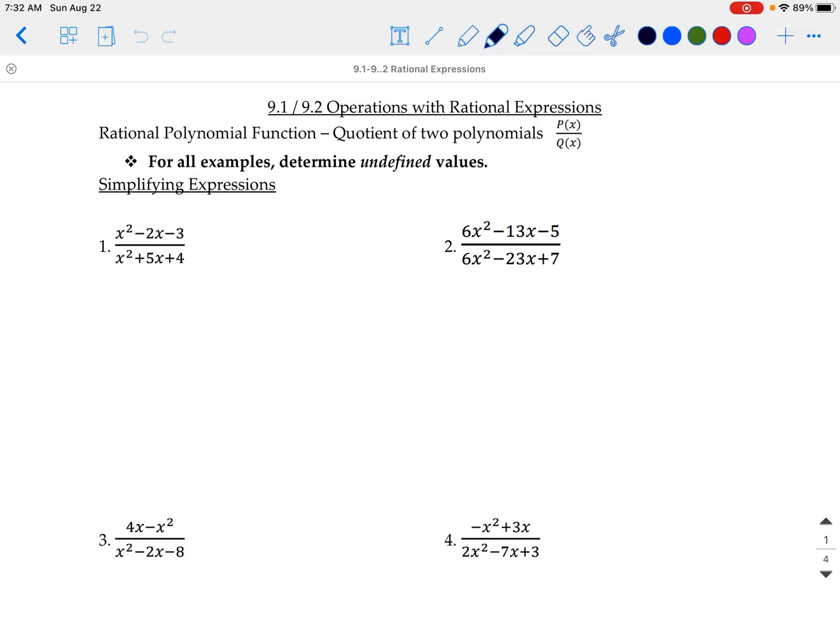Welcome back, everyone. So we're going to start Unit 4, which is on rational functions. So we'll kind of jump into Module 9 first and then head back to Module 8. Module 9 is focused on operations with rational expressions.